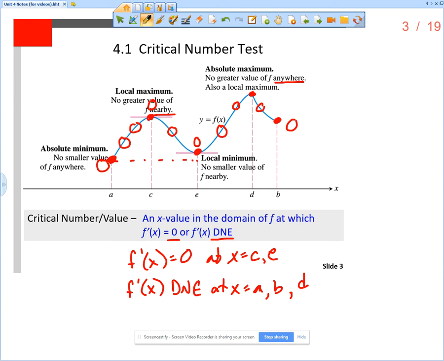Now, it's important to remember a critical number is not at an asymptote. So for instance, if I had a graph that looked like this, here's an asymptote. Let's just say this is x equals, how about j? Why would j not be a critical number? Well, remember, it says an x value in the domain of f. J would not be in the domain of f because the original function is undefined there. So that is an important point about critical numbers.